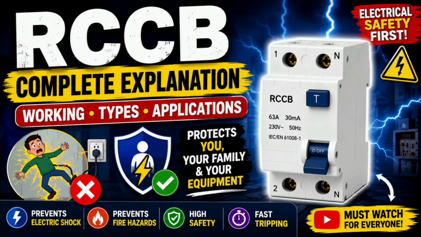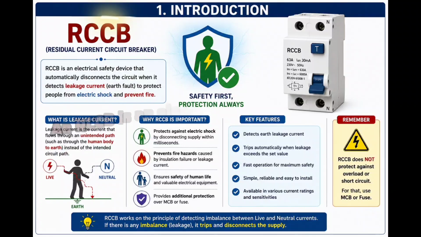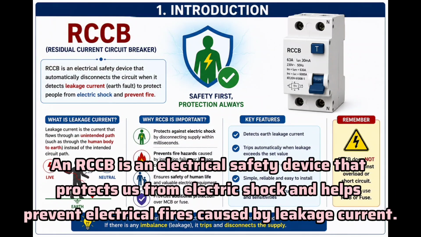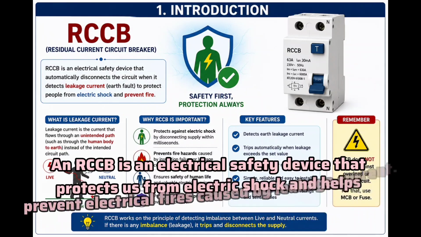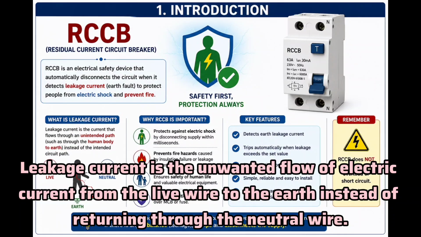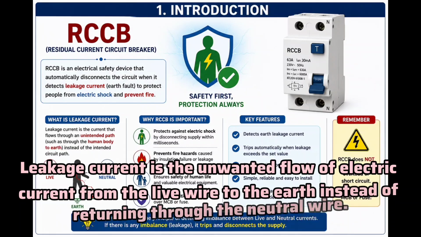In today's video, we are going to learn about RCCB, Residual Current Circuit Breaker, in a simple and easy to understand way. An RCCB is an electrical safety device that protects us from electric shock and helps prevent electrical fires caused by leakage current. Leakage current is the unwanted flow of electric current from the live wire to the earth instead of returning through the neutral wire.